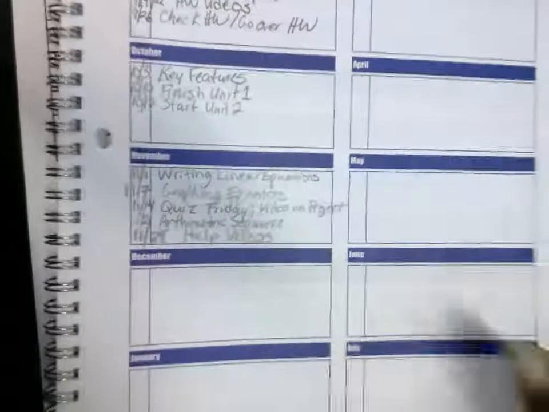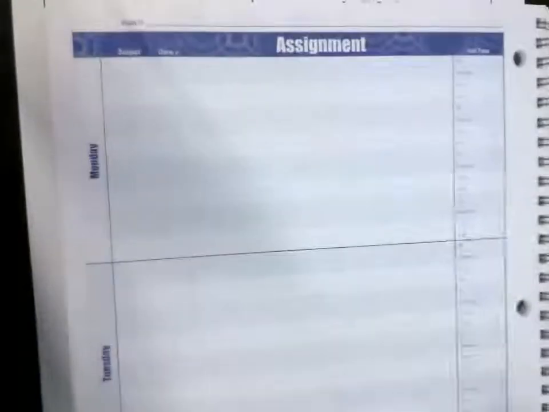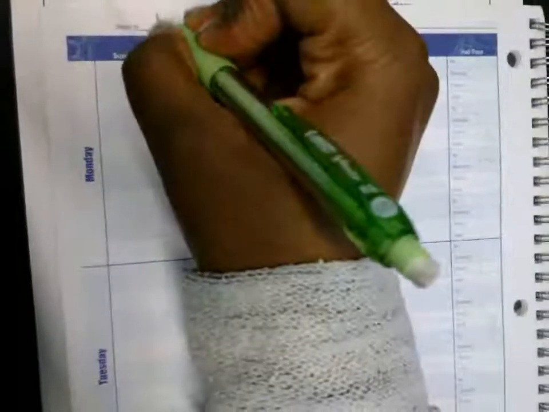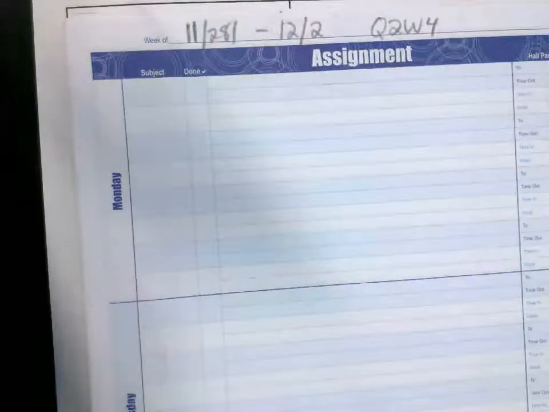Let's go to a new page. This is week 4. Q2 week 4. Who is that? Parker. Oh, okay. That's right. All right. Okay, so look, we got 11/28 through December 2nd. This is Q2 week number 4. Please write that in. Yes, it's week 4.